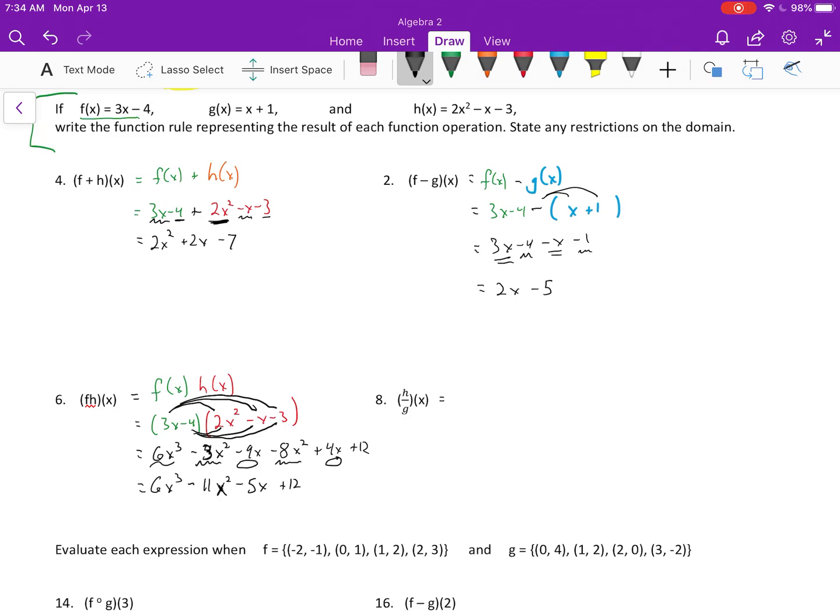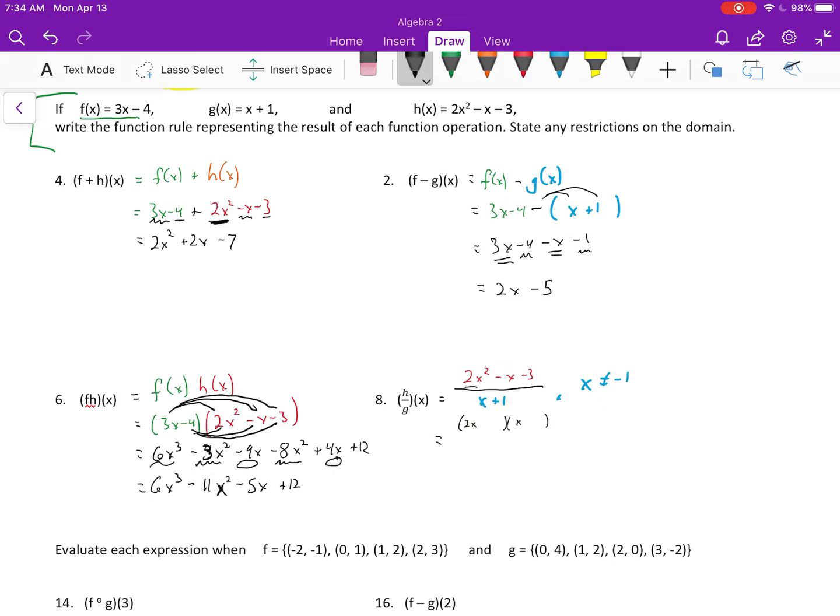And then division, we're going to have h of x, which is 2x squared minus x minus 3, and that's going to be divided by g of x, which is x plus 1. So our restriction here is going to be x cannot equal negative 1 because negative 1 would make the denominator 0. Now in this case, what we need to do is see if we can factor the numerator, because sometimes you can cancel.